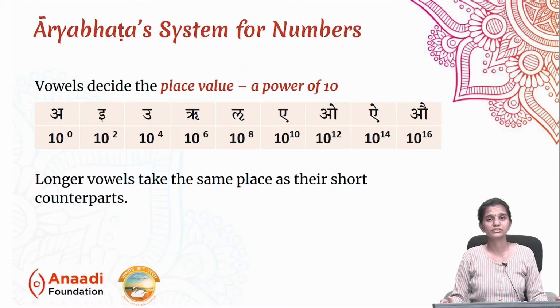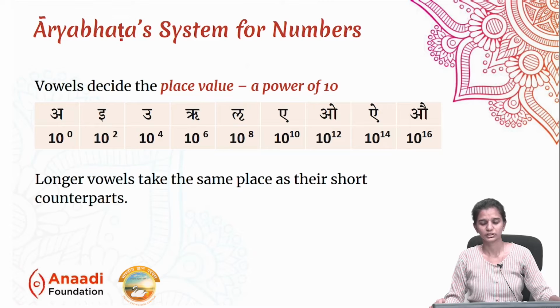In Aryabhatta's system for numbers, the vowels get to decide the place value. Each vowel here is given a value of an even power of 10. Now, we see A is given the value of 10 power 0. E has 10 power 2, and it goes on. With Au, we can represent 10 to the power 16.